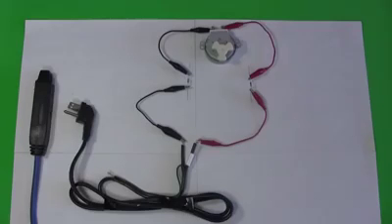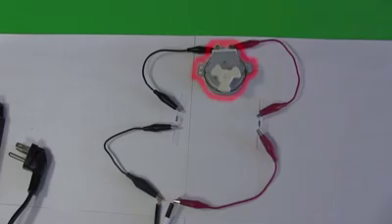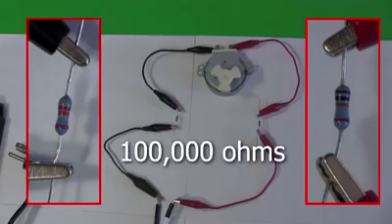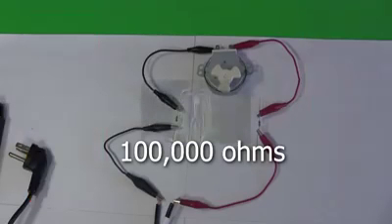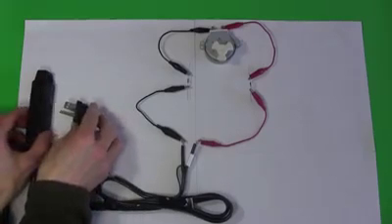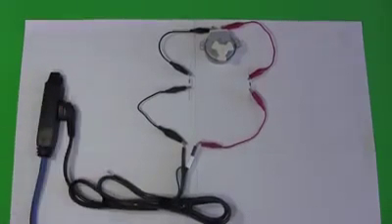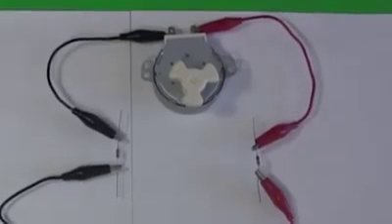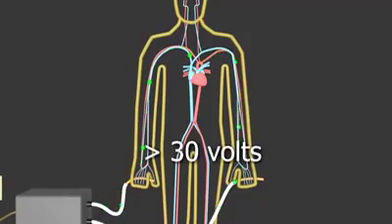Let's look at an analogous electrical circuit. This motor represents the heart, these wires are the blood vessels, and these resistors are the dead skin that provides most of the resistance to the flow of current. The values of these resistors add up to 100,000 ohms. That's the same resistance that a body with dry skin has. We'll use household electricity, which here is 120 volts AC. When I plug in the electricity, the motor doesn't turn. That's good. That's analogous to the heart being protected by the skin resistance. The general rule is anything above 30 volts may be hazardous.